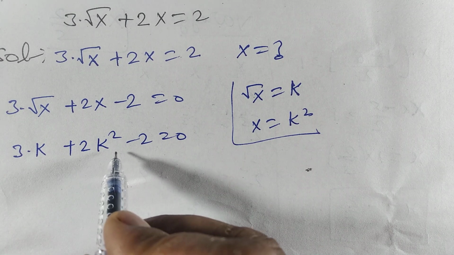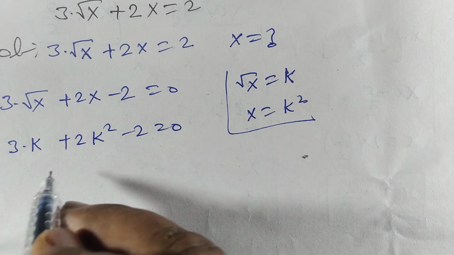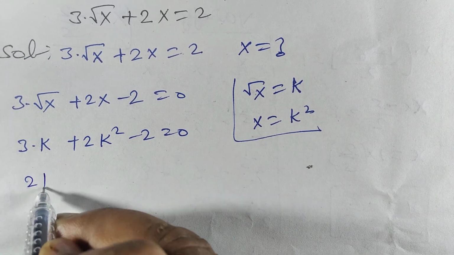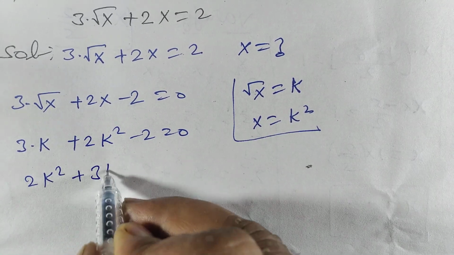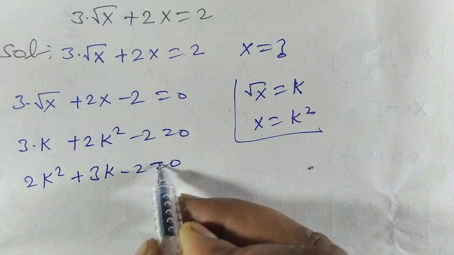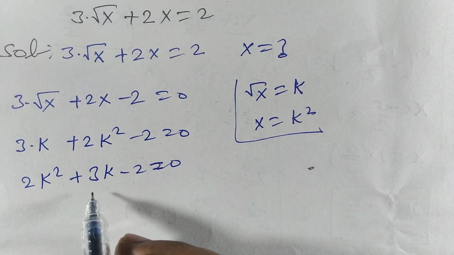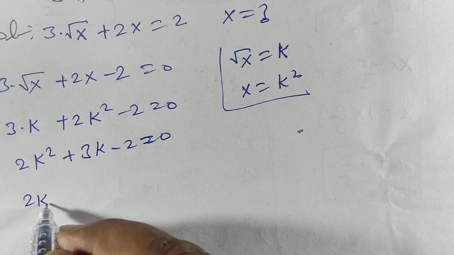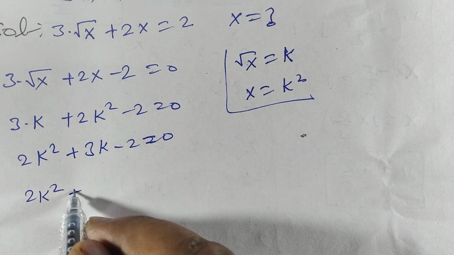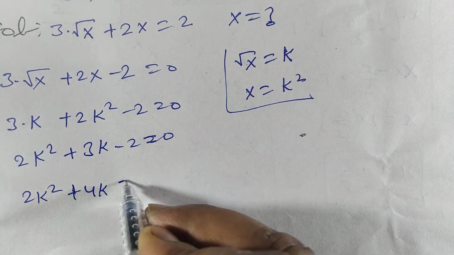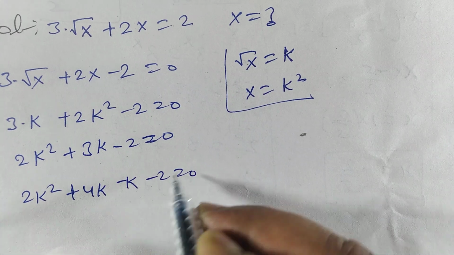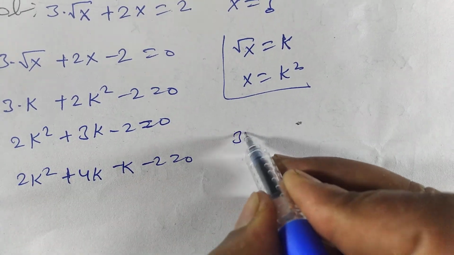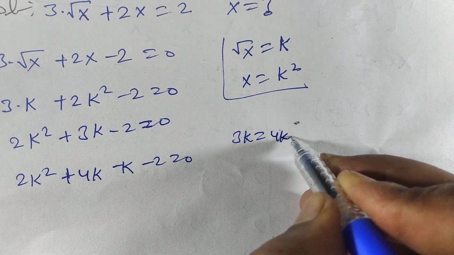Now this is a quadratic equation. Rearranging this equation, 2k squared plus 3k minus 2 is equal to 0. Now factor this using the factorization method. This equation becomes 2k squared plus 4k minus k minus 2 is equal to 0, since 3k is equal to 4k minus k.